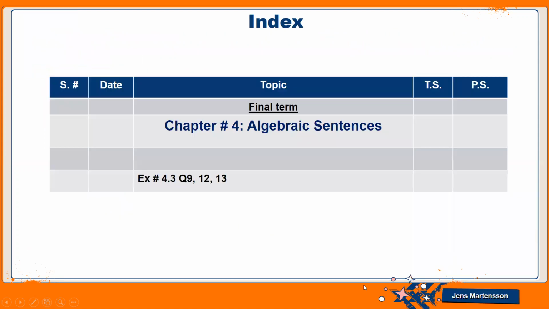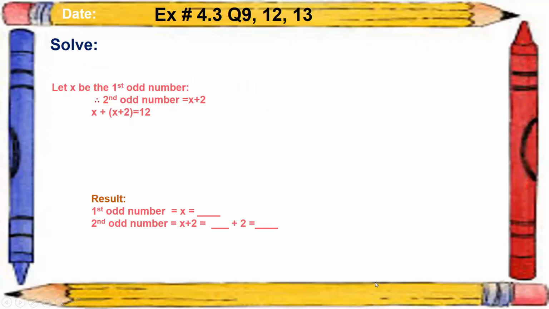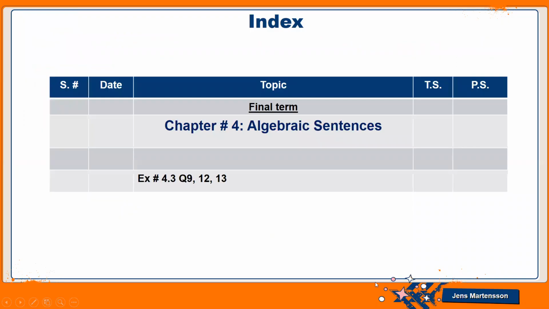So what you have to do today: you have to solve questions 9, 12 and 13 from exercise 4.3, which is on page number 71 of your book. Page number 71 of your book, questions 9, 12 and 13. Mention the date over here properly.